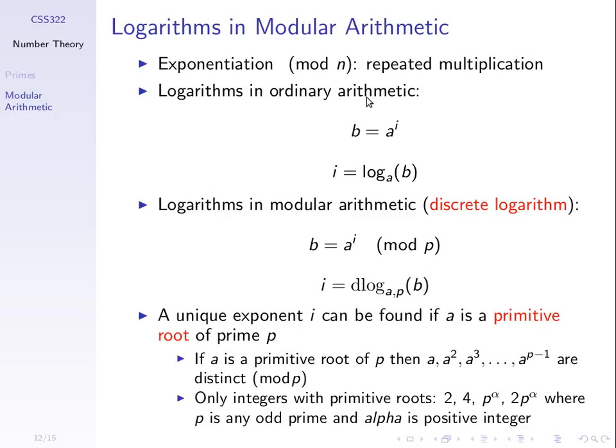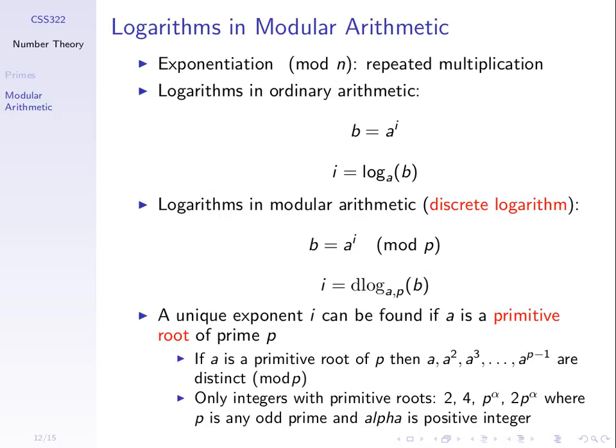Return to normal arithmetic. So in our basic mathematics, we know if b equals a to the power of i, where i is the index or the exponent, so that's exponentiation, then the inverse operation is the logarithm, and we write it as the index i equals the log in base a of b. So that's just our normal logarithms. It's the inverse where we find the index in some base. a to the power of i equals b. Log of b in base a equals i.